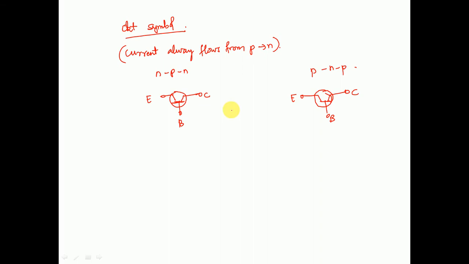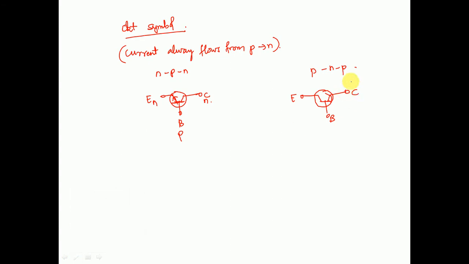Okay, this is the common skeleton. Now the difference in the arrowhead will give you the difference between the PNP and NPN transistor circuit symbol. In an NPN transistor, this is the arrangement of the semiconductor regions, NPN. Current always flows from P to N, right? So this will be the direction of the arrowhead.